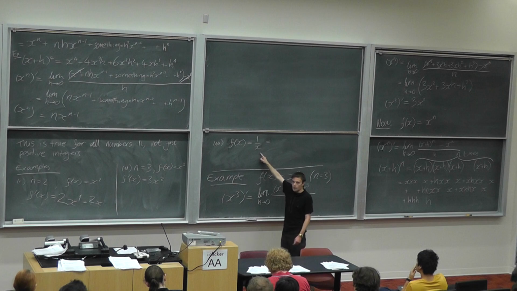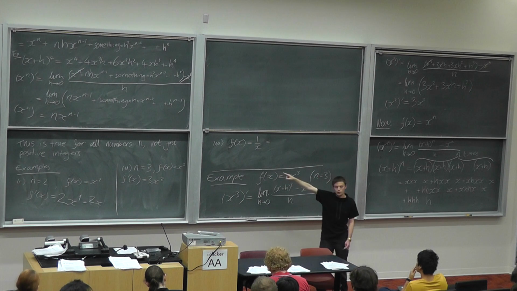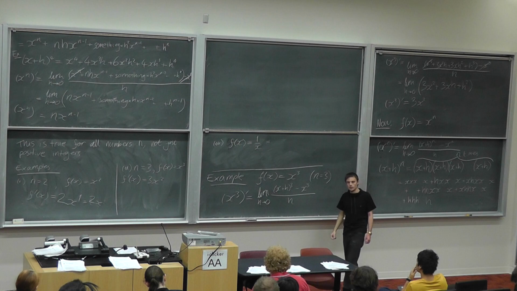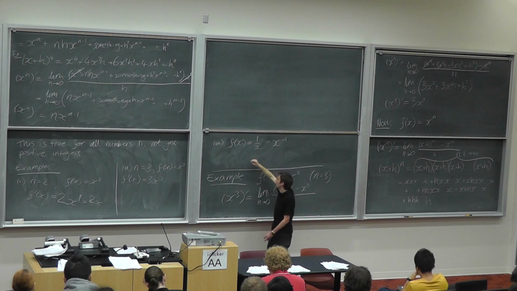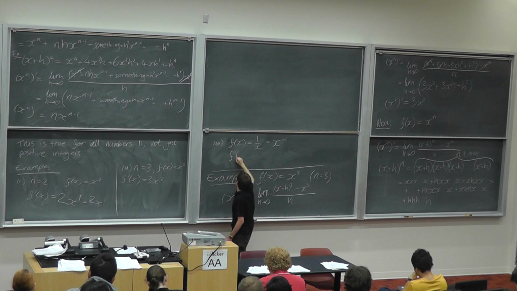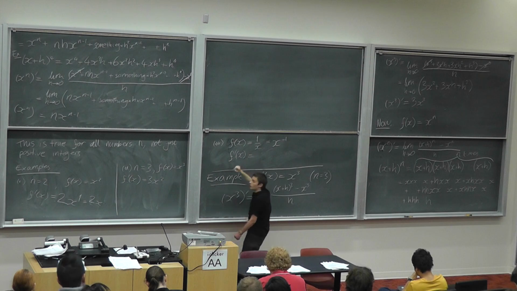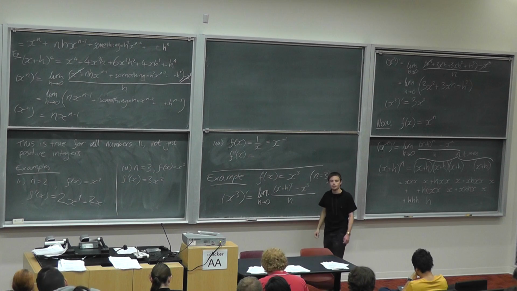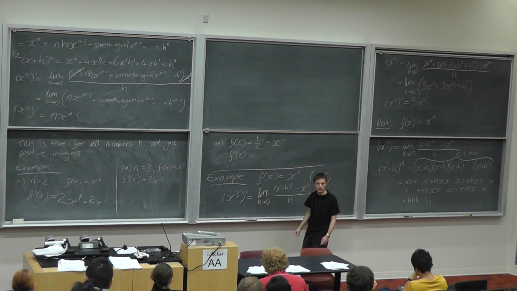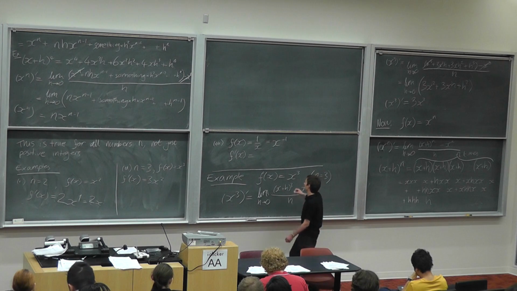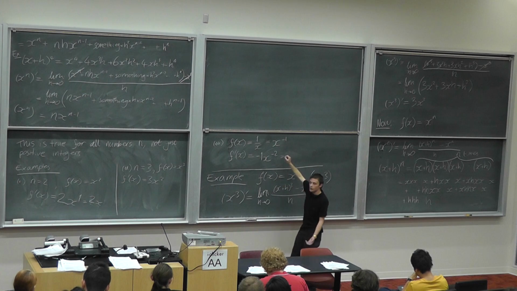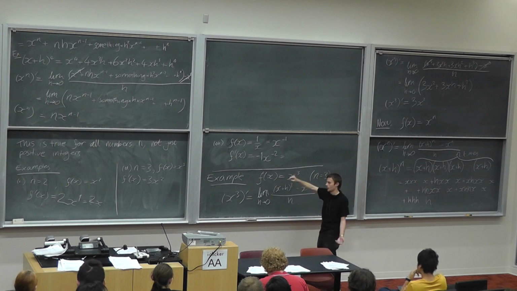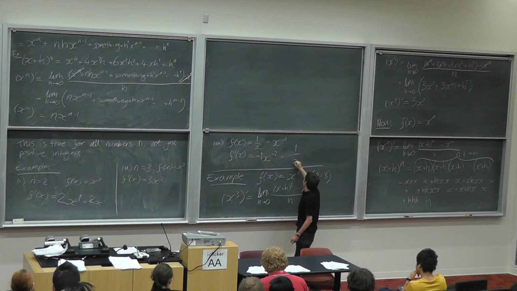So how can we write 1 over x in a way that we can use our new formula? Yes, so 1 over x is x to the minus 1. So f prime of x is equal to what? Yep. So n is minus 1, so we've got minus 1 x to the minus 2, which is minus 1 over x squared.